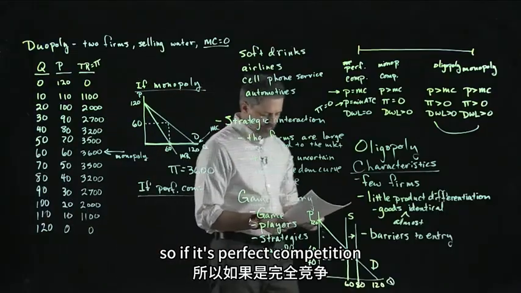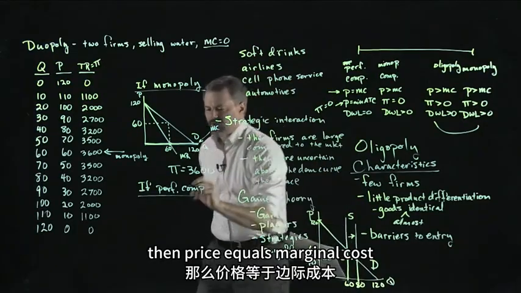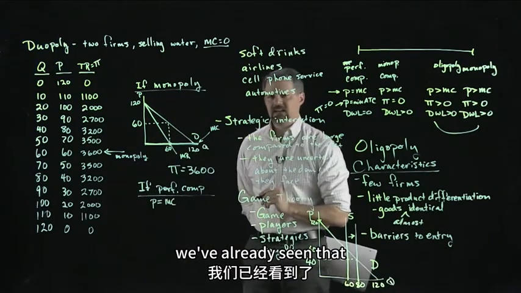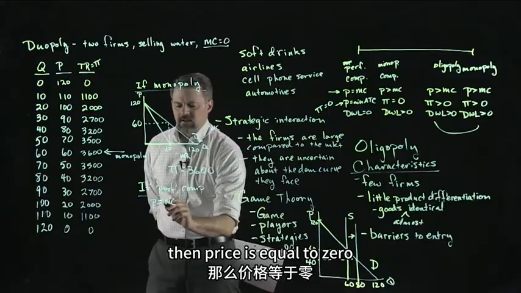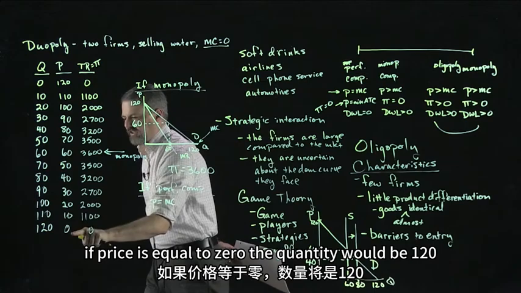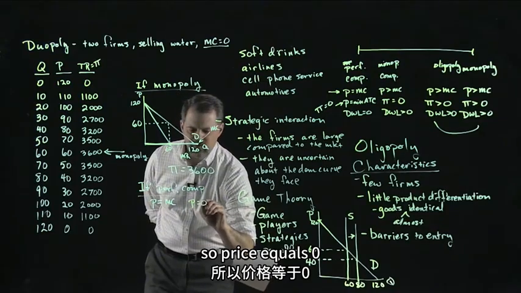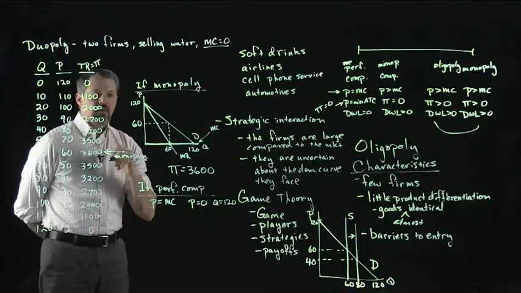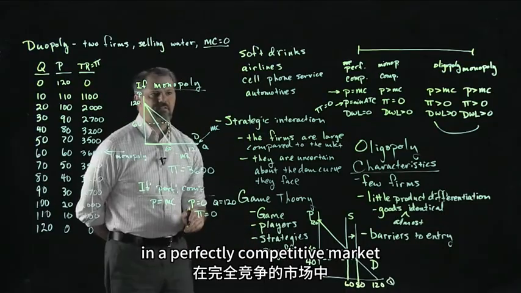So if it's perfect competition, then price equals marginal cost in a perfectly competitive market. We've already seen that. If it's perfect competition, then price is equal to 0. If price is equal to 0, the quantity would be 120. So price equals 0, quantity equals 120, and profit would be equal to 0, just like we would expect to see in a perfectly competitive market.